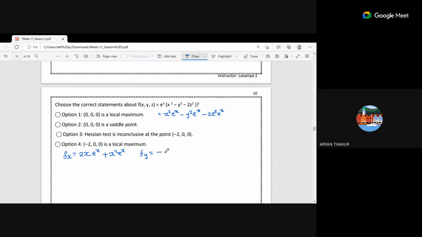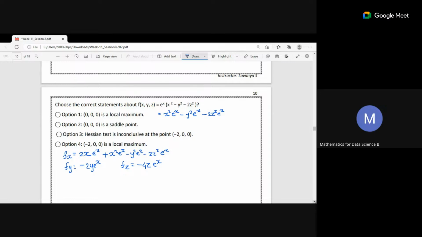Ma'am, there will be minus y square and minus z square as well. Oh yeah, here also we have x terms. Yes, minus y square e power x and minus 2z square e power x. And fy is equal to minus 2y e power x. And fz is minus 4z e power x.